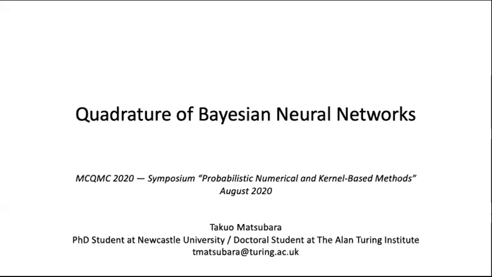I'm Takuo Matsubara, a PhD student at Newcastle University and the Alan Turing Institute, working with Professor Chris Oates. And today I'm going to talk about the quadrature of Bayesian neural networks.